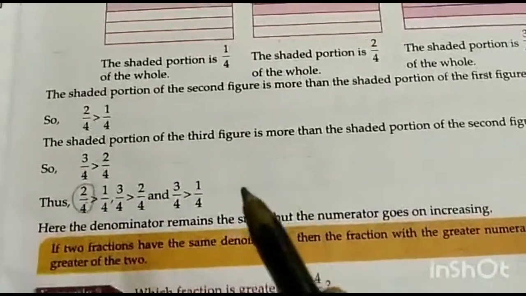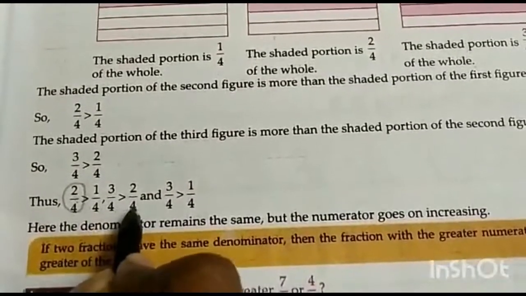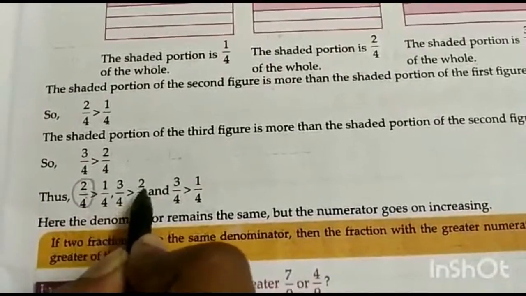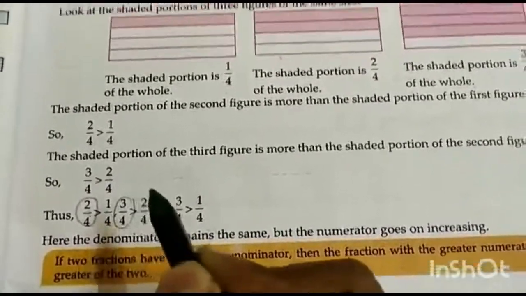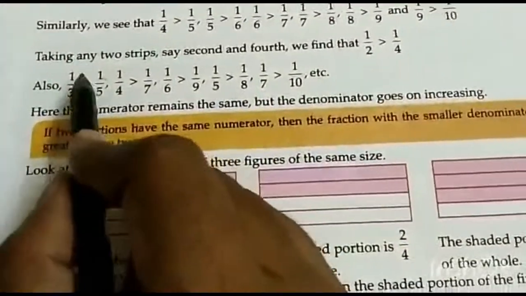Here 2 by 4 is the big one. In this, the denominator is the same, but the numerators are different. But which is the greater one? 3 by 4. So 3 by 4 is the greater one. But before that, numerators are the same.